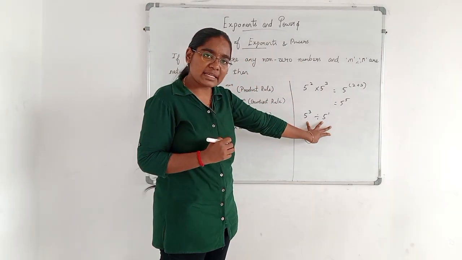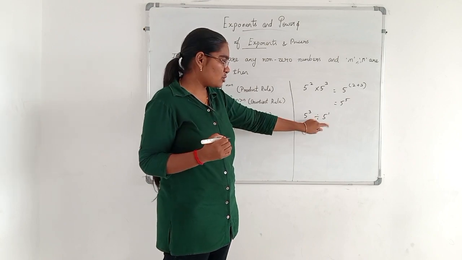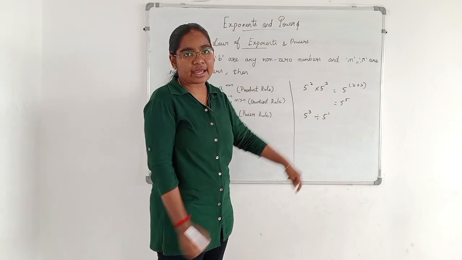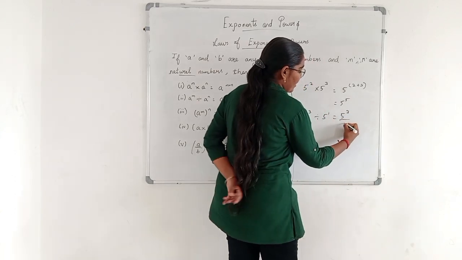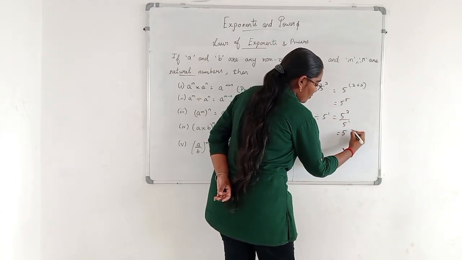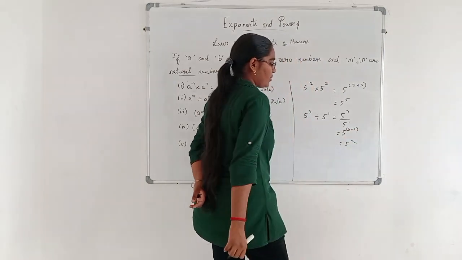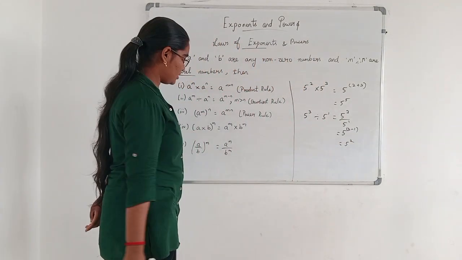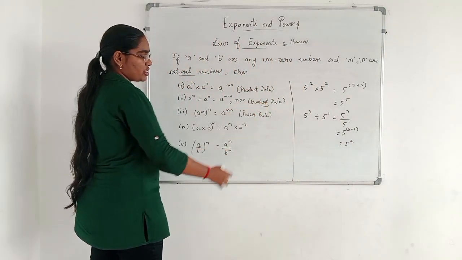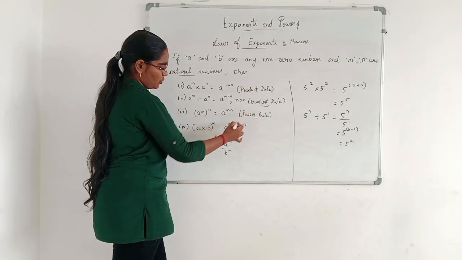So 5 to the power of 3 divided by 5 to the power of 1. Okay, so here the base is the same and those bases are in division. So you can subtract the exponents. So 5 cube divided by 5 to the power of 1. So 5 to the power of 3 minus 1, 5 square. 5 square. This is your answer. This rule is known as the quotient rule. Okay.